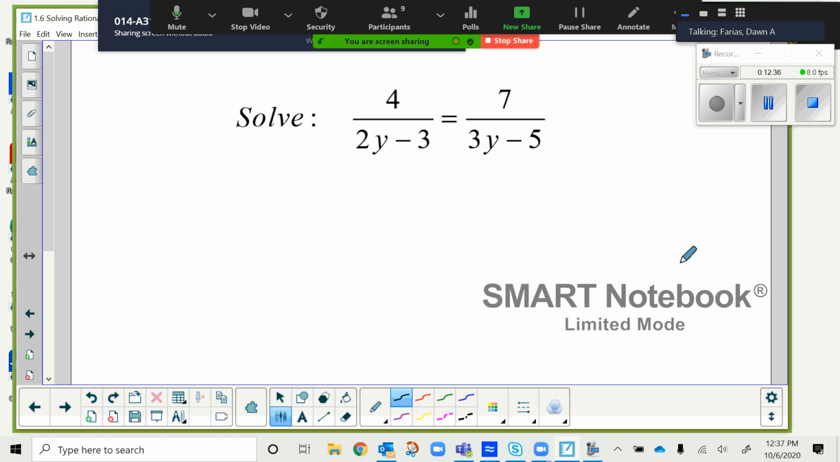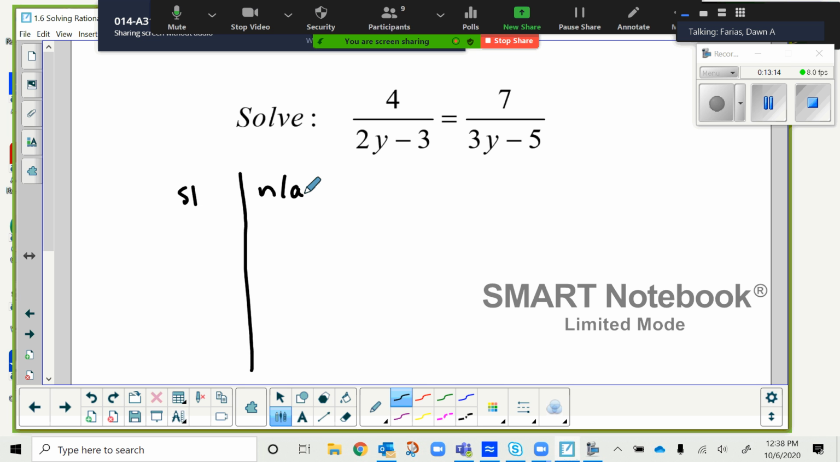So here's your next problem. 4 over 2y minus 3 equals 7 over 3y minus 5. You want to first start by checking if you can factor any of the denominators. So we have 2 denominators. We have 2y minus 3, and we have 3y minus 5. And neither one of them can be factored. Okay, so step 1 is not applicable.